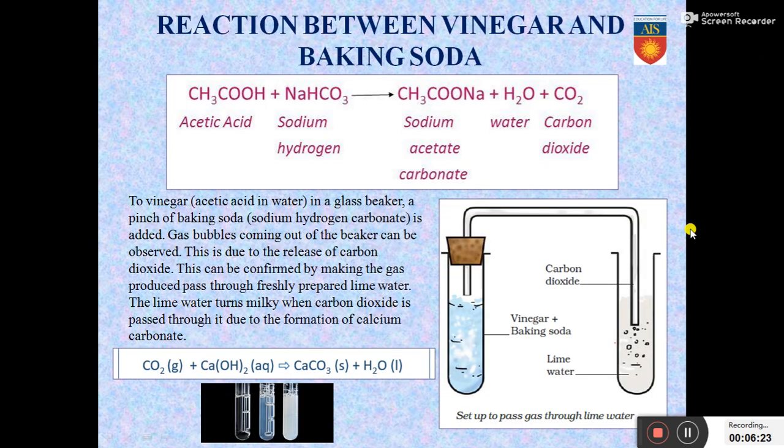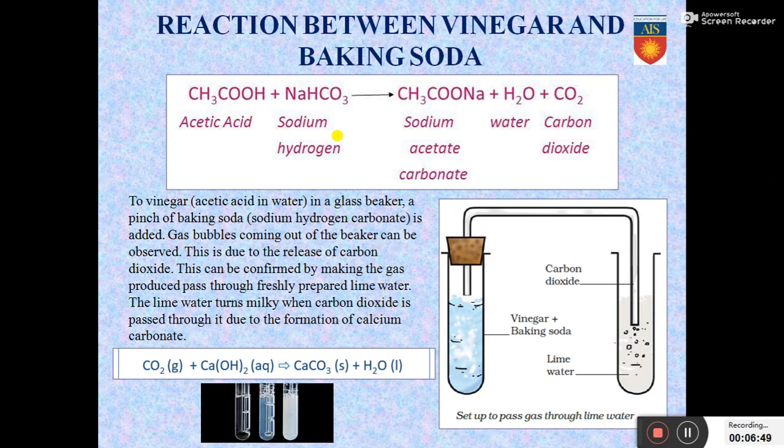Next, let us have a look at the reaction between vinegar and baking soda. What is vinegar? Vinegar is nothing but an acid called acetic acid which is dissolved in water. And baking soda is sodium bicarbonate or sodium hydrogen carbonate. See, I have written it here. So, these are the chemical formulas of vinegar and baking soda.